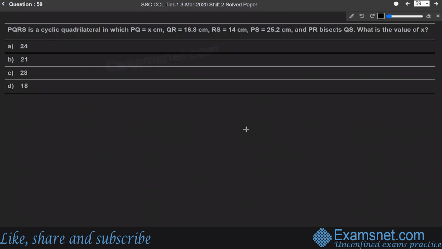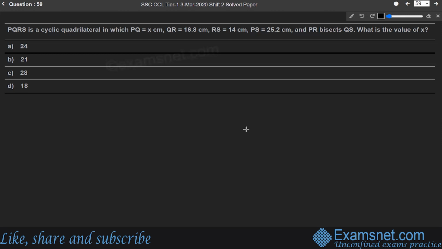Next question is PQRS is a cyclic quadrilateral in which PQ is equal to x centimeter, QR is equal to 16.8 centimeter, RS is equal to 14 centimeter, PS is equal to 25.2 centimeter, and PR bisects QS. What is the value of X? We have to find the value of X, which is one side of the quadrilateral, PQ. It is given that PQ is equal to X. It means that we have to find the value for PQ.